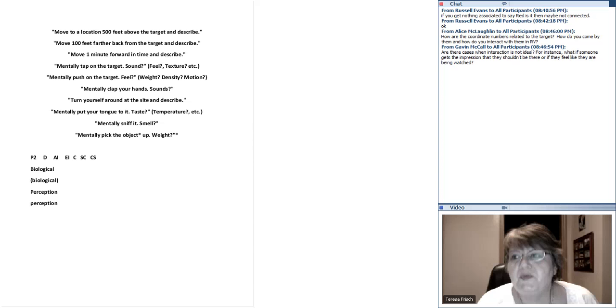And then once you have established that as being the coordinates for the site, then at any time that you kind of get lost during the session, you can say, move to target, write the coordinates down, and describe. And so you can even use a move command this way to get you back on target after you have lost site contact.